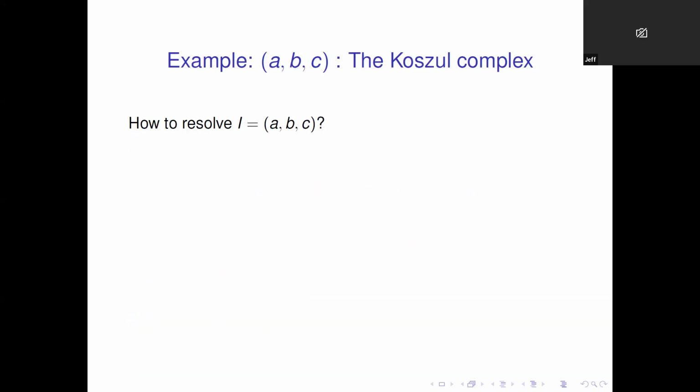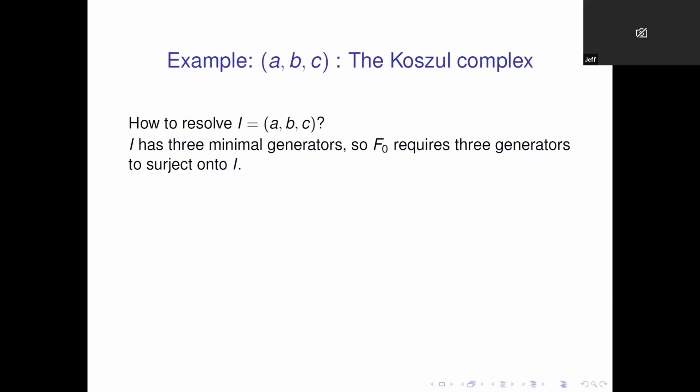So I want to start with a fairly standard example. I apologize to experts that I'm just building the Koszul complex here. There's going to be a little bit of notation that's introduced as well. So how do we resolve a fairly straightforward ideal like the one generated by A, B, and C? Well, you have three minimal generators for the ideal.